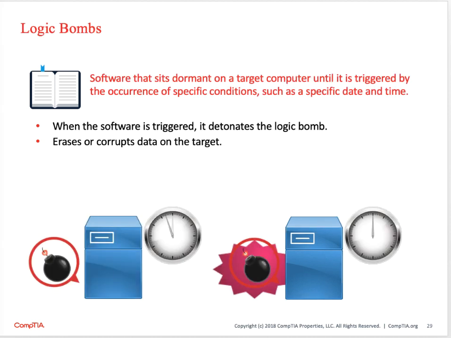Logic bombs. A logic bomb is a piece of code that sits dormant on a computer until it's triggered by some specific event. This event could be a specific time and date or something like that, right? Once the code is triggered, the logic bomb detonates and performs whatever action it was designed to do. A lot of times this would include erasing or corrupting the data on a network, right?